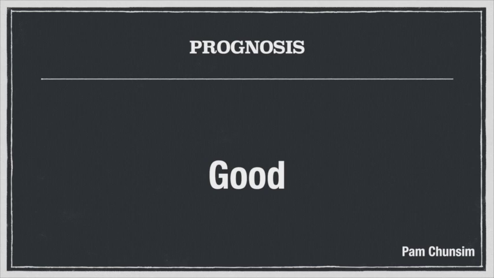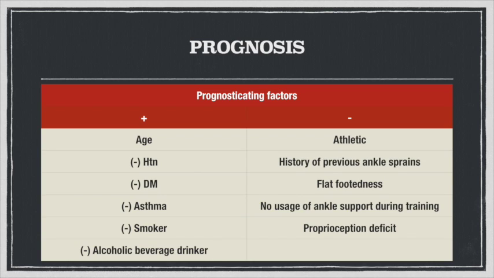However, patient presents with risk factors that may predispose him to recurrence of ankle sprains. The prognosticating factors identified were as follows. The positive factors include the patient being non-hypertensive, non-diabetic, and non-asthmatic, the patient's age, and the fact that he doesn't smoke cigarettes or drink alcoholic beverages. These factors would mean that the patient will be able to comply with the treatment with less difficulty.